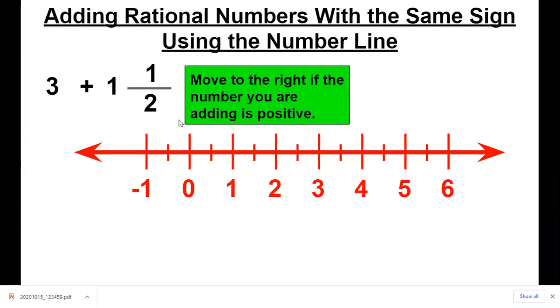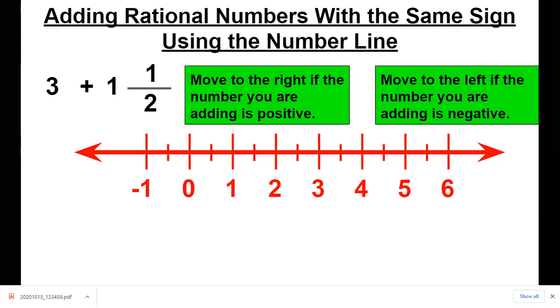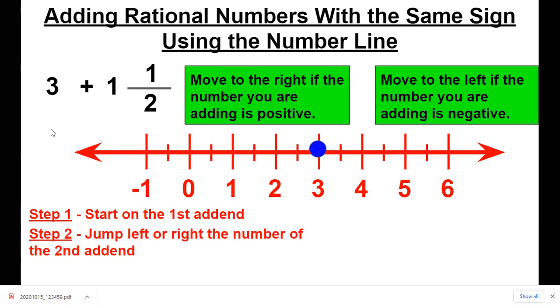Step one then, first remember to move to the right if the number you're adding is positive, which it is in our case, or move to the left if the number you're adding is negative. So step one is to start on the first addend. What's the first addend? Well, it's 3. So we put a dot right on the 3. And now we have to jump left or right the number of the second addend. Well, we're going 1.5 to the right because it's a positive number.